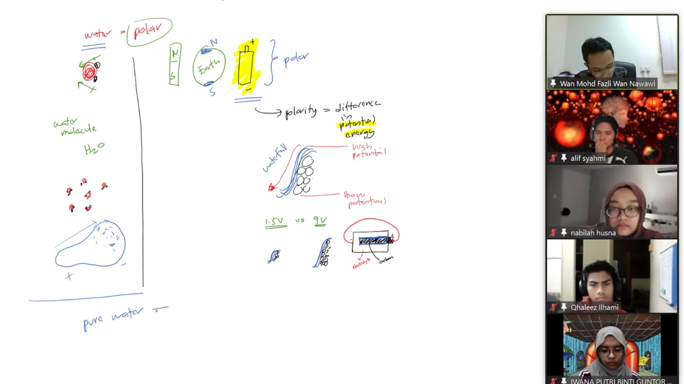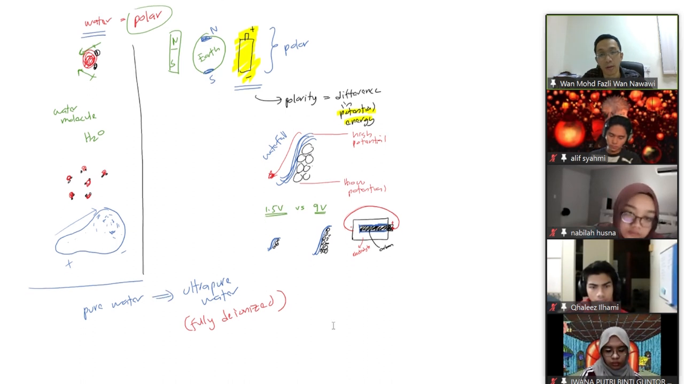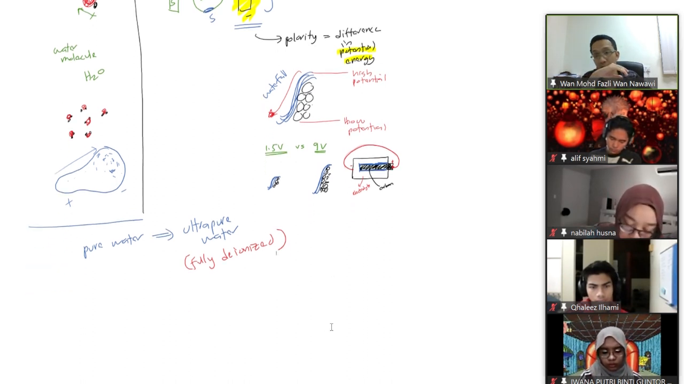The pure water, normally you hear about this pure water in the lab. We have the name ultra pure water, something like that. This ultra pure water, how they do it is that they remove all the ions inside the water. So if you have something that is fully deionized, then you get ultra pure water. Normally you can see this ultra pure water in the lab. When people make membranes or whatever, they use this ultra pure water.